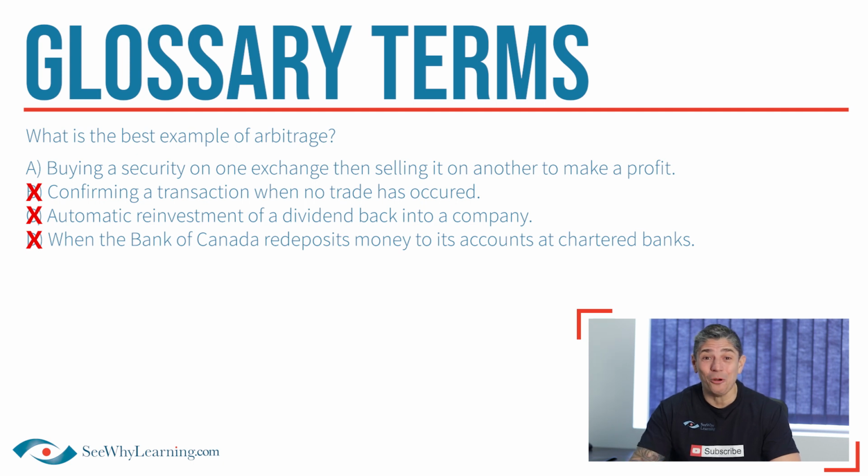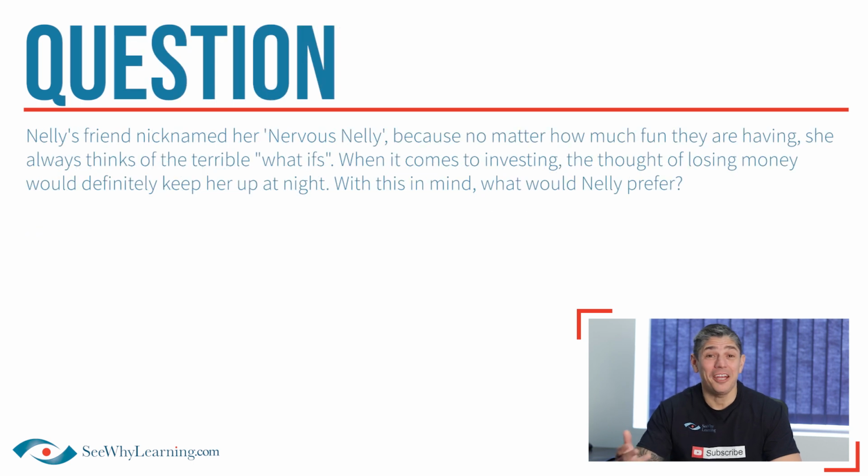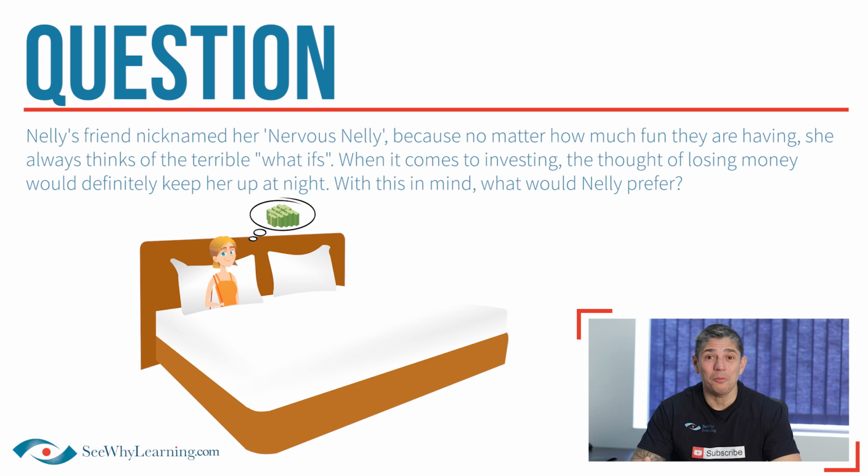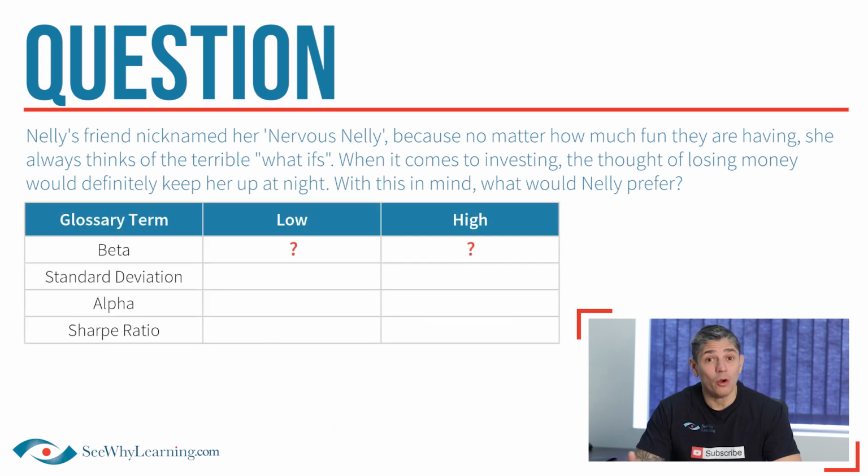All right, let's get to it and start earning you some potential marks. Nellie's friend nicknamed her Nervous Nellie because no matter how much fun they are having, she always thinks of the terrible what-ifs. When it comes to investing, the thought of losing money would definitely keep her up at night. With this in mind, what do you think Nellie would prefer? A high or low beta? Well, what about standard deviation, alpha, or Sharpe ratio? Take 5 seconds and think through your answer. Pause the video if you need a little more time.